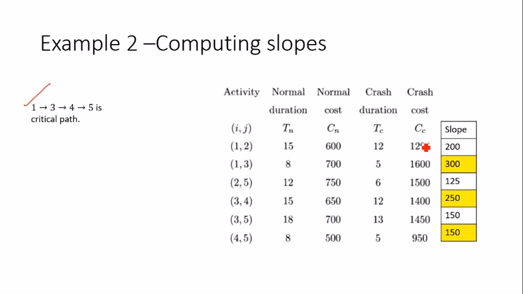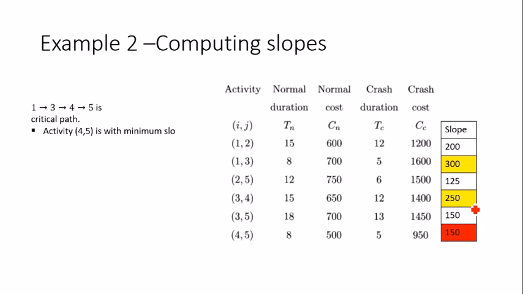So I have 3 critical activities: 1-3, 3-4 and 4-5. I have highlighted their slopes, because out of these 3 activities I have to select the one with minimum slope. You can see this 150 is the minimum slope. So I'll be choosing activity 4 to 5 for crashing.